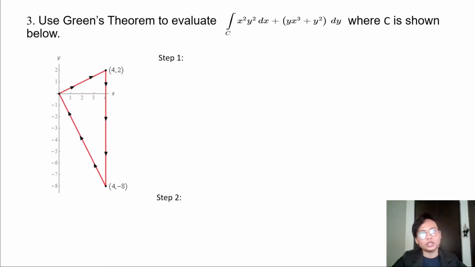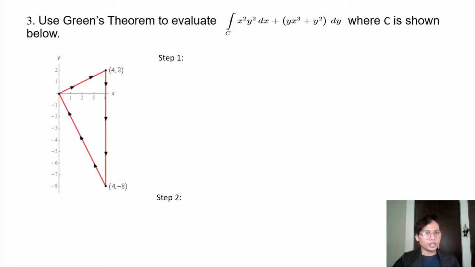We will proceed to example 1. The question states: use Green's theorem to evaluate the integral over C of x^2 y^2 dx plus (y x^3 + y^2) dy, where C is shown below. So we go for the first step first.